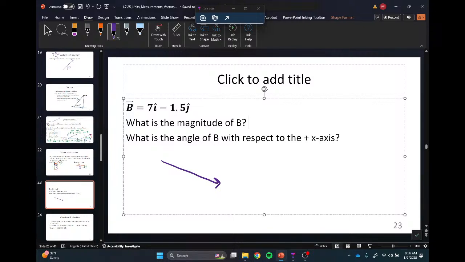Who got the magnitude? What was yours? 7.16. Oh, so we got different answers, right? So then the next question is, how do we do it? How did you all get your answer?